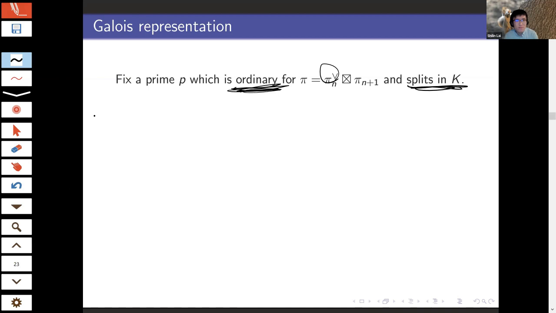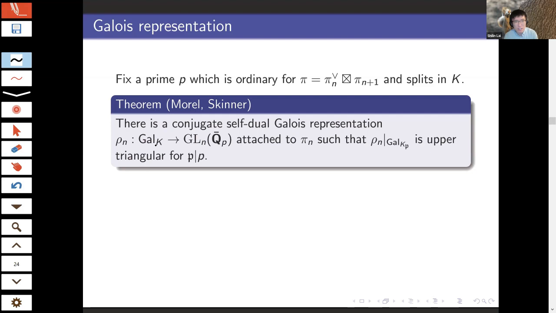In this case, there is a theorem due to Sophie and Chris Skinner. Well, Sophie did a lot of it, and Chris managed to get it at some of the bad places too. The vague statement is there is a conjugate self-dual Galois representation, which means rho_n conjugate is isomorphic to the dual of rho_n up to a twist, which I don't remember. It's either n or minus n or one minus n. It's up to a twist. So there's a conjugate self-dual representation rho_n attached to it, and this part is from the ordinarity. It implies the upper triangular shape for each of the primes above p when you restrict to the decomposition group.